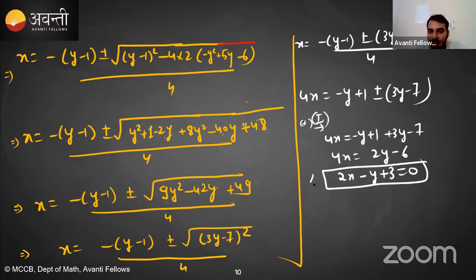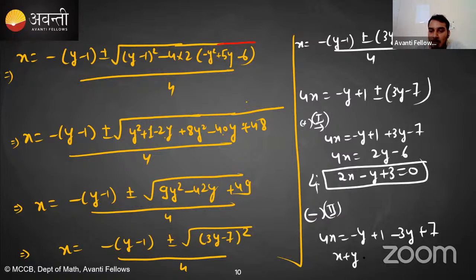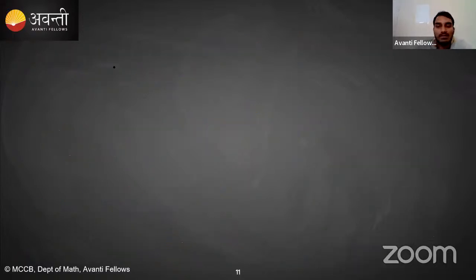L1. For L2, what you do? Consider minus for L2, right? So 4x is equal to minus y plus 1 minus 3y plus 7. So this is nothing but 4x plus 4y is equal to 8. So x plus y minus 2 is equal to 0. So this is your line L2. Clear? आ गया line? Is this clear?